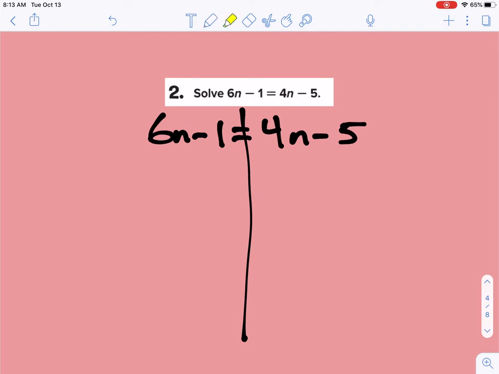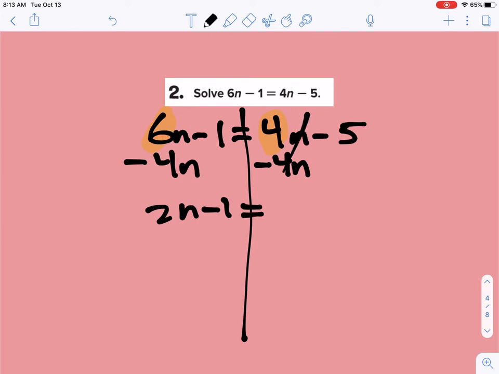So I'm going to look at my coefficients. I've got a 6 and a 4. 6 is larger than 4. So let's subtract the 4n from both sides. And that gives you 2n minus 1 equals negative 5. And so now I want to move this over to the other side as well. So I'm going to do it by adding the opposites. So plus 1, plus 1.